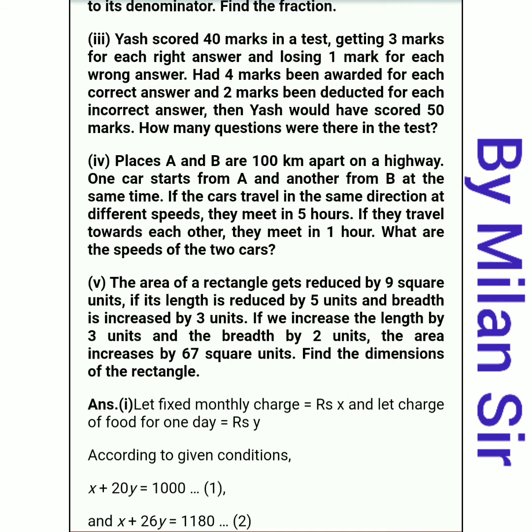Now for the second equation, 4 marks been awarded for each correct answer. So total marks is equal to 4x. 4 marks been awarded for each correct answer, and the total number of correct answers is equal to x. So total marks 4x. And 2 marks been deducted. That means we need to subtract it. 2 marks been deducted for each incorrect answer. So 2 marks, and the total number of incorrect answers is equal to y. So 2y. So Yash is getting 4x marks from correct answers and losing 2y marks from incorrect answers, and his score is equal to 50.